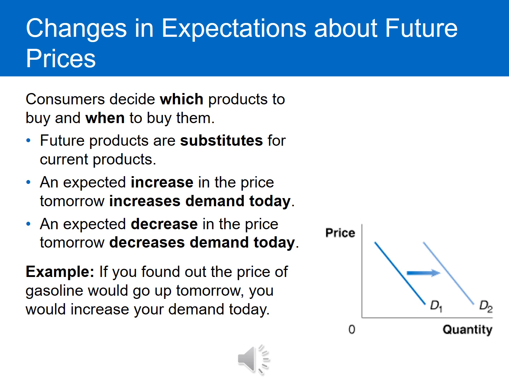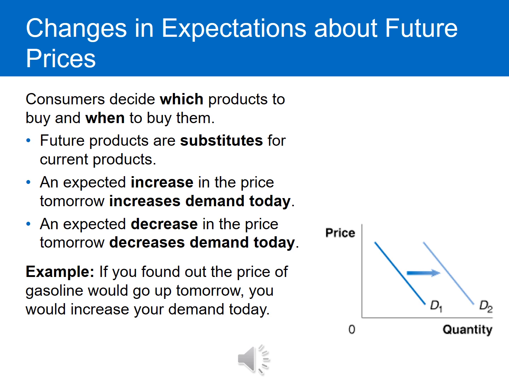Finally, the last variable that we're going to cover that shifts the demand curve is changes in expectations about future prices. Consumers decide which products to buy, but they also decide when to purchase them. So if you think about it, future products are substitutes for current products. You can buy something today, or you can wait a week and buy it then. An expected increase in the price tomorrow is going to increase demand today. Conversely, an expected decrease in the price tomorrow decreases demand today.